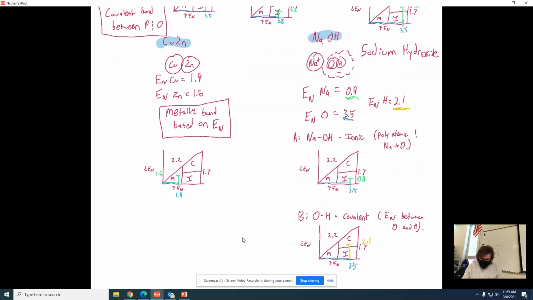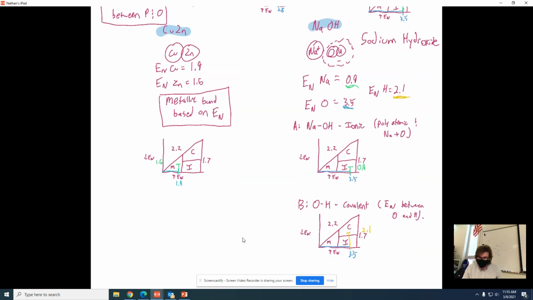Oxygen has an electronegativity of 3.5. Sodium has an electronegativity of 0.9. That puts us solidly in the ionic category. The other reason that we could tell it's ionic is because we have a polyatomic ion involved. So that should be a huge flag for us.